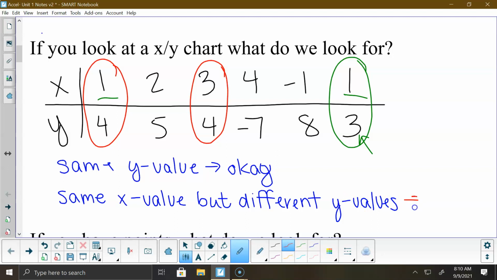This is when we don't have a function. And you will see me abbreviate function as FCN. That's because I start running out of room.